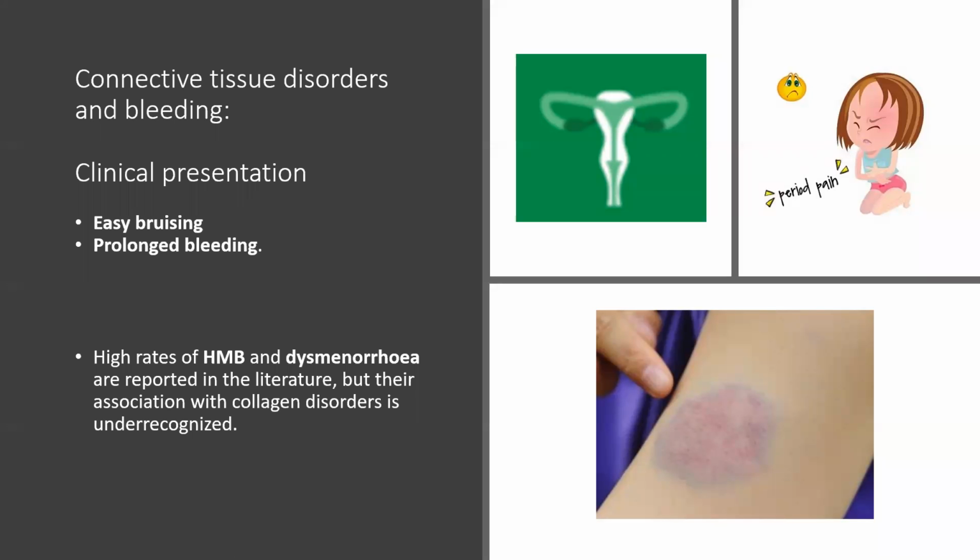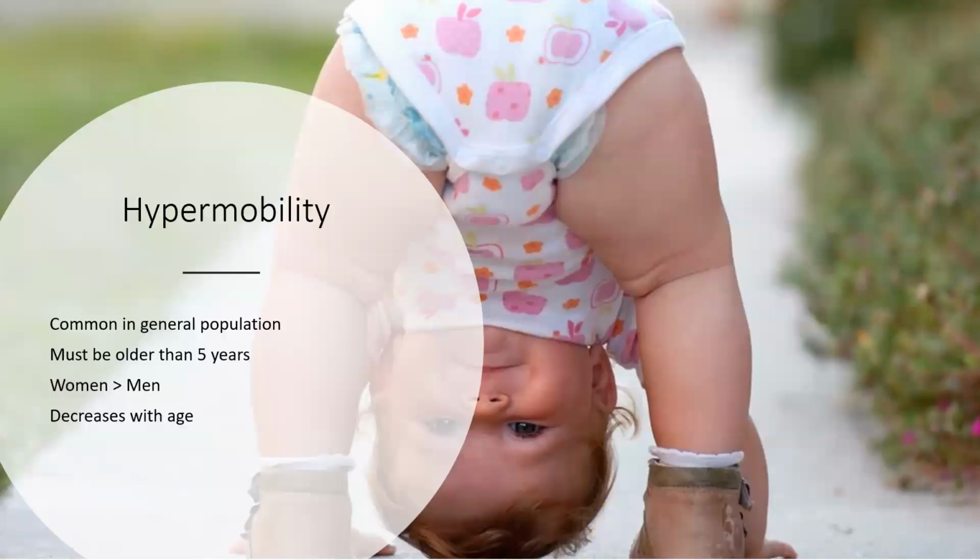So connective tissue disorders and bleeding. The clinical presentation will be easy bruising or prolonged bleeding, but high rates of heavy menstrual bleeding and dysmenorrhea are reported in the literature, but the association with the collagen disorders is unrecognized.